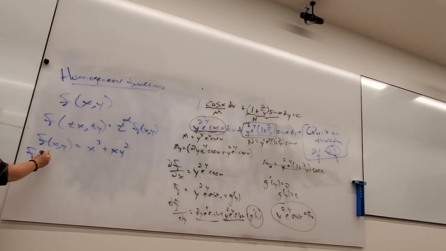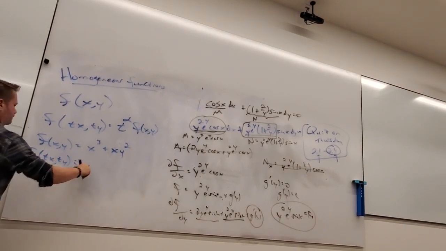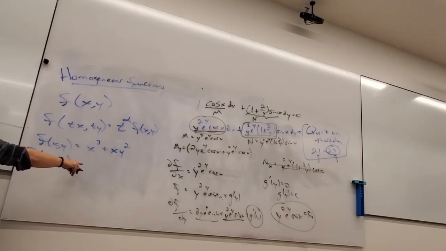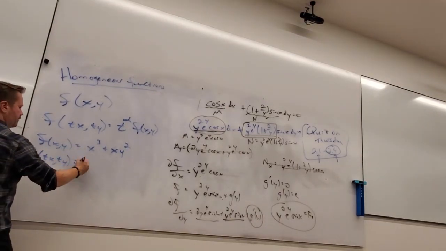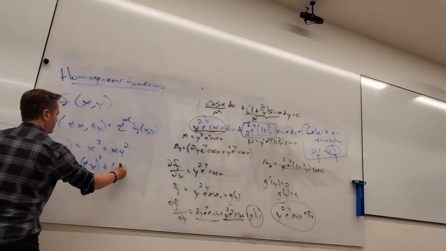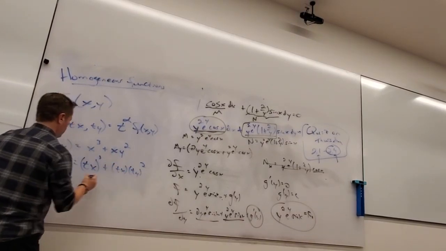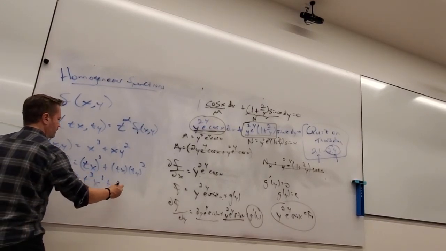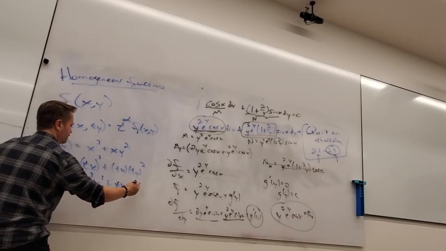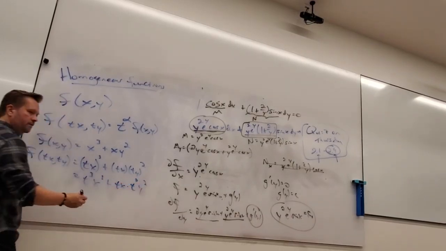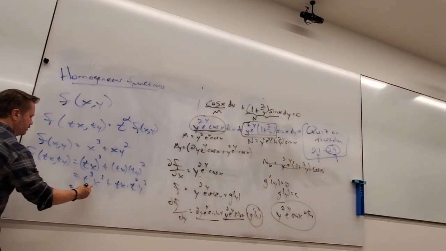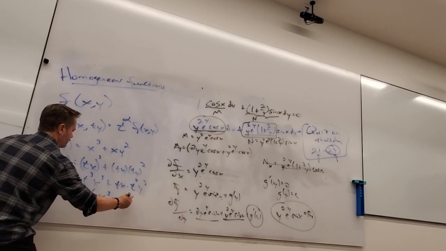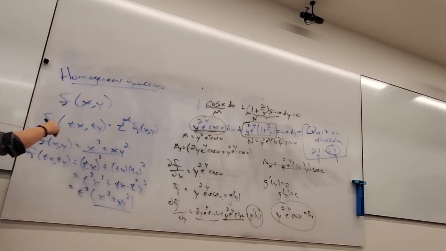What happens when we replace the x with tx and the y with ty? So we replace every x with tx and every y with ty. What do I get? (tx) cubed plus tx times (ty) squared. So I get t cubed x cubed plus tx times t squared y squared. So I can take a t cubed out, correct? And I end up with x cubed plus xy squared. And isn't that just the original function, right?